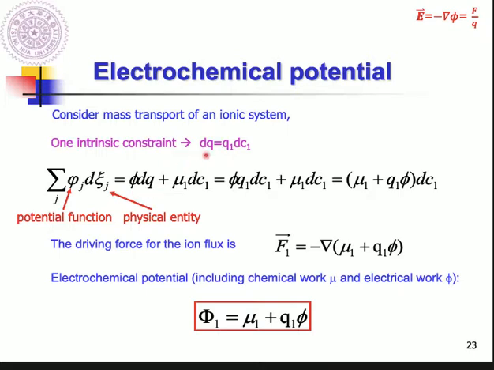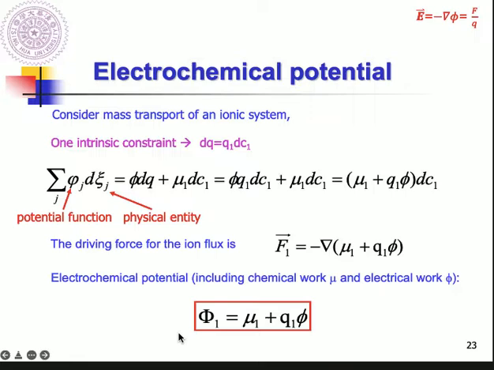The dq is the change of the total charge times phi, the electrical potential acting on these materials. So dq will be substituted by q1 c1, then you just put the dc1 out, and you get this term. This is the modified chemical potential term. So you take the minus gradient of the potential term, and you get the driving force for the ionic system when you also apply an electrical field on it.